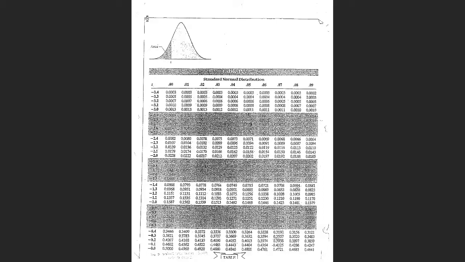Now I need the z-scores for each of those, just so I can show you what I'm doing. So the one with the 26 is negative 1.62, and the one with the 16 is negative 1.63. So I'm just going to write those down.